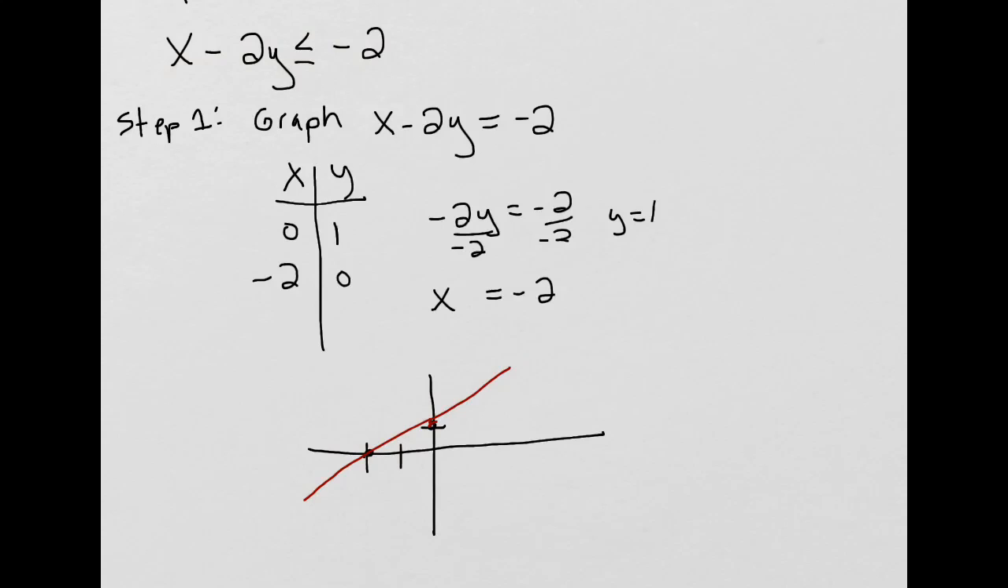So step 2: you'll notice I have a bottom half of my line and a top half of my line. In other words, I have an area below and an area above. What I want to pick is a test point either below or above my line to see if, when I plug in the x and y coordinates, it produces a true statement or a false statement.